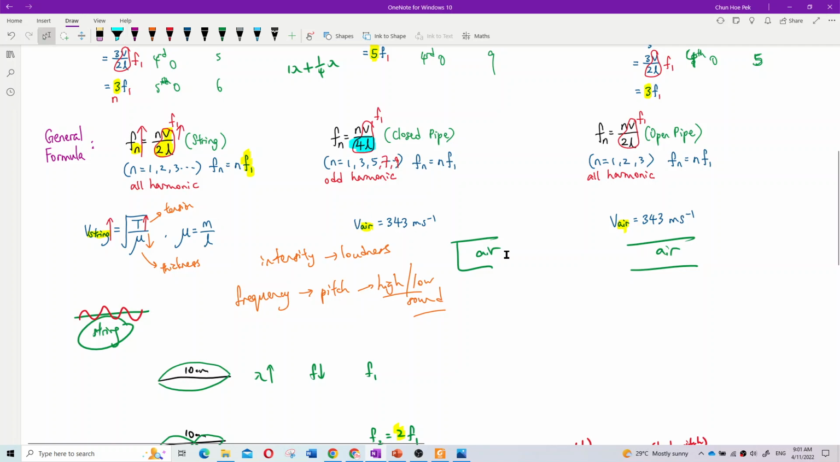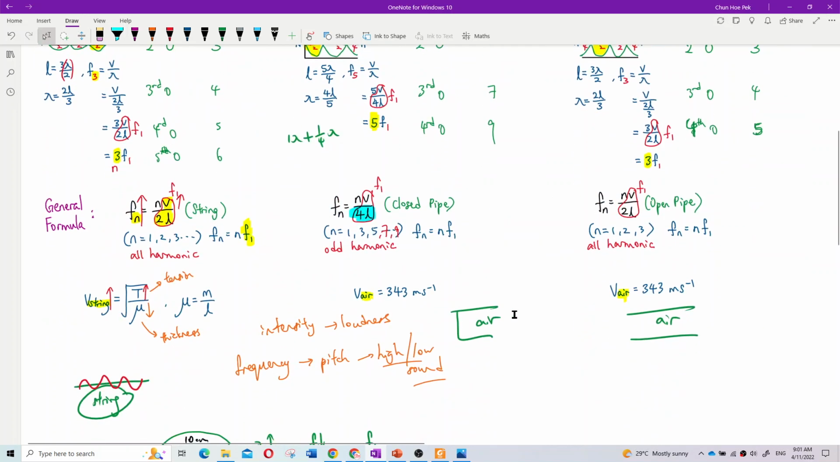But for closed pipe and open pipe, the wave travels in the air particles. So the speed of sound in the closed pipe and open pipe is constant. You know why constant? Because the speed of sound travels in the air, not in the string. In the string, it depends on the tension and mass per unit length. For the pipes, the wave travels in the air, and the speed of sound in air is this value, 343.